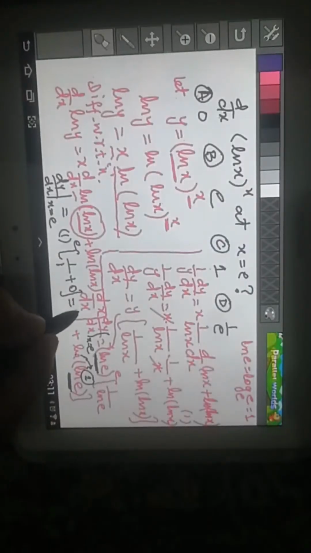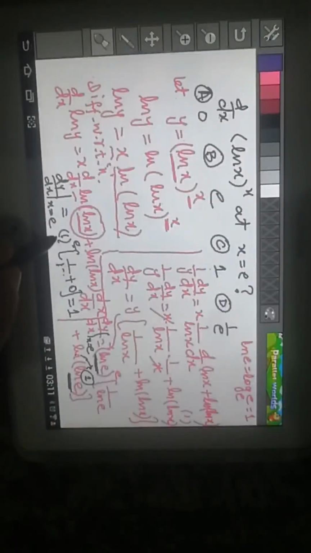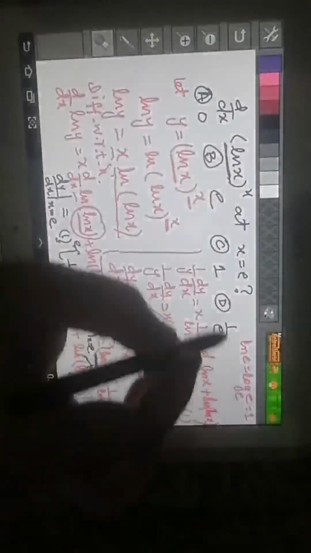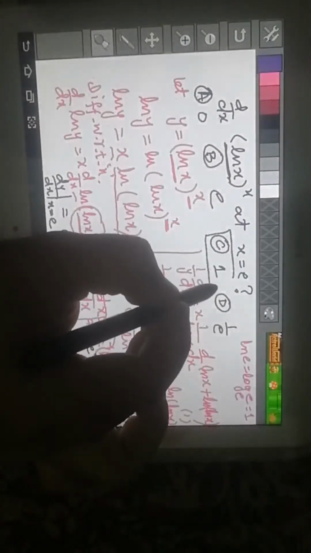So see students, this is equal to, finally equal to 1, because 1 power e will be 1, and this is 1. These two will get multiplied to make 1 finally. So this function evaluated at e is 1. So option C is correct.